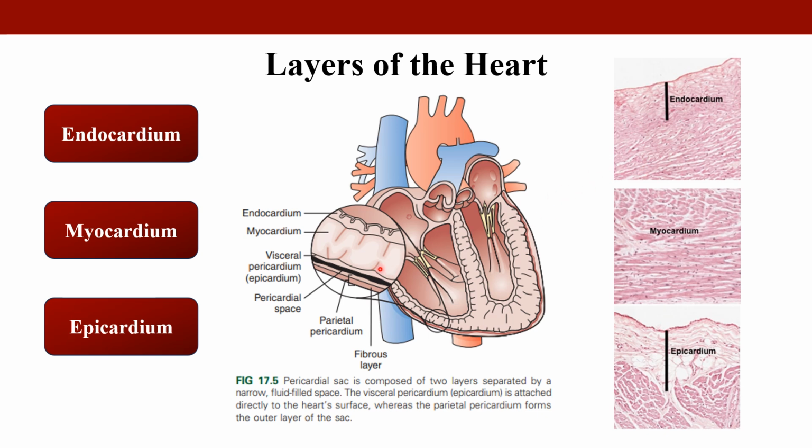Two, myocardium. The thick middle layer composed of cardiac muscle responsible for the contractile force necessary to pump blood. The myocardium's thickness varies between the chambers, being thickest in the left ventricle to generate the high pressures needed for systemic circulation. Three, epicardium, also known as the visceral pericardium. This is the outer layer of the heart. It forms part of the pericardial sac, which encloses the heart and is comprised of two layers: the visceral pericardium, attached to the heart, and the parietal pericardium, forming the outer layer of the sac.